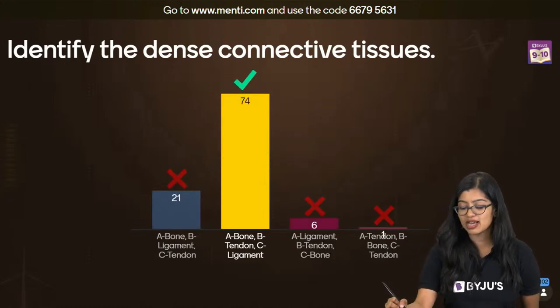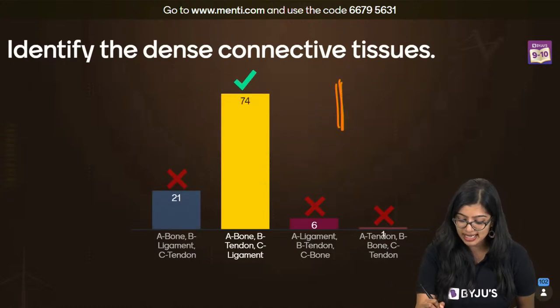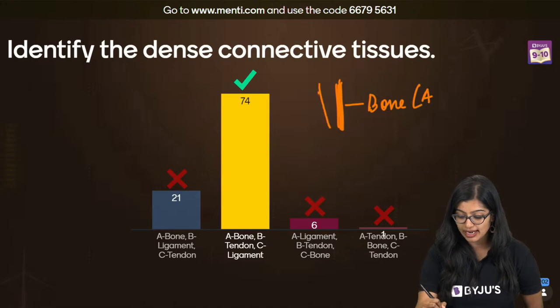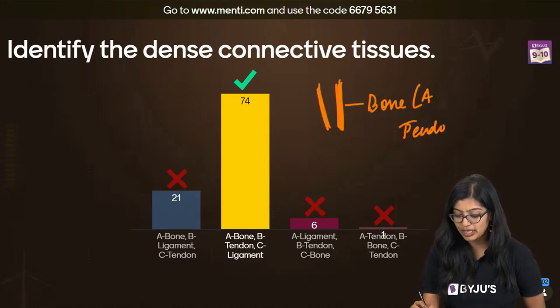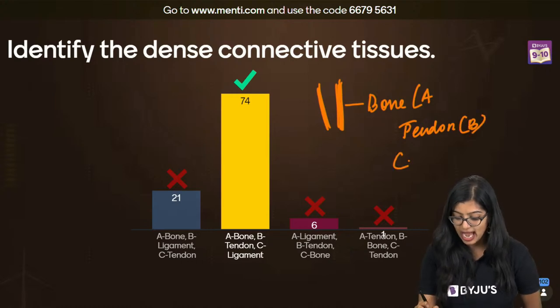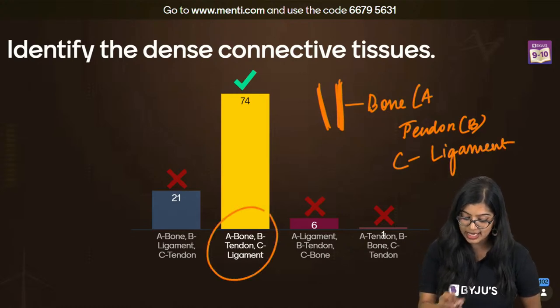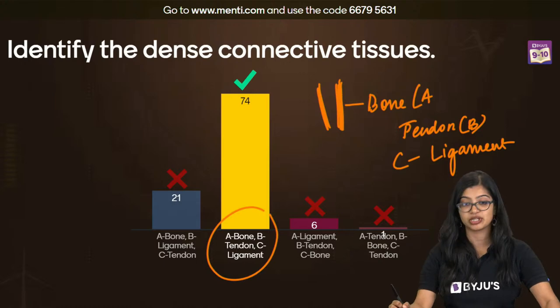Well done, everybody. So the white part that you saw right there was the bone, so A was the bone. Now you had B, which was connecting your bone to the muscle. That is your tendon. And then you had C, which was connecting two bones together, which is what we call the ligament. Which is why in this case, the correct answer is option B.